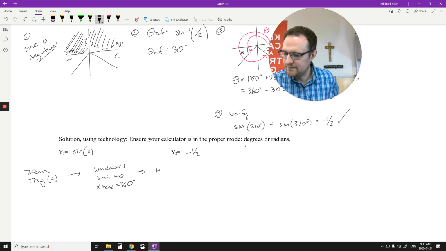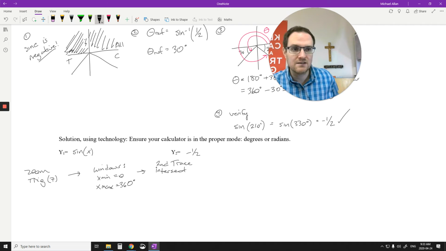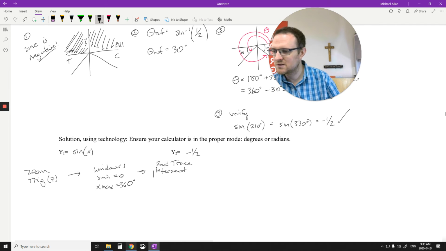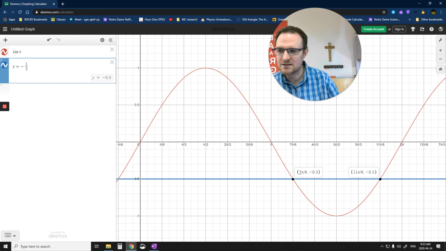Second trace, intersect. Right. If you're in degrees, you get nicer numbers. If you're in radians, you don't get the nice numbers like we do in Desmos. In Desmos, they give you these nice exact values, but on your calculator, it would give you decimals. It's harder to change those decimals into fractions. You can do it. Maybe I'll show you how to do it, but it's a little bit harder to do.